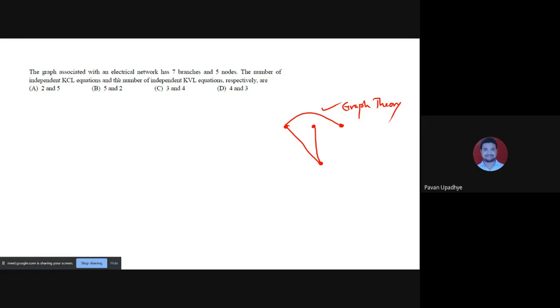So a question is dependent on your knowledge about graph theory. The graph associated with an electrical network has 7 branches. So number of branches are given. Number of branches represented as small b, 7. And then number of nodes is 5. Let us call it n, and it is 5. Then what is asked is number of independent KCL equations and number of independent KVL equations respectively.